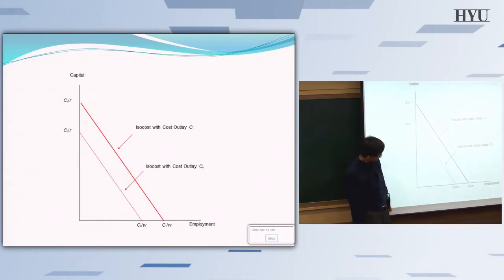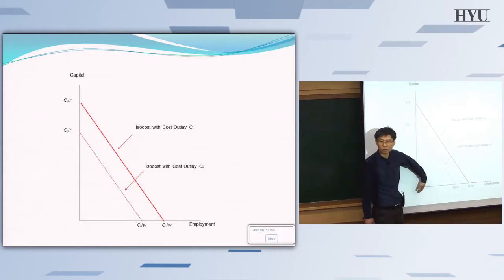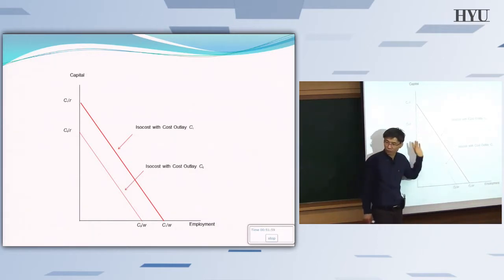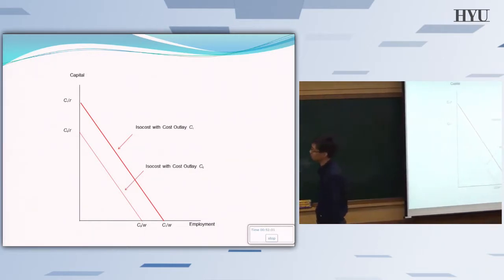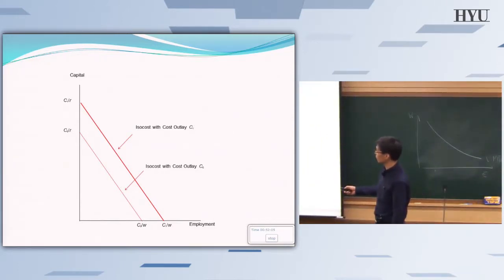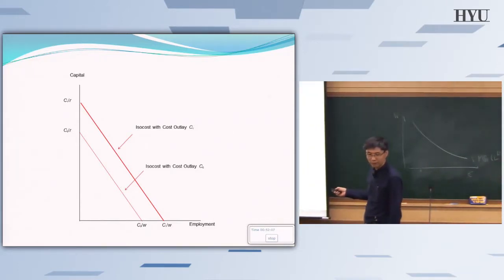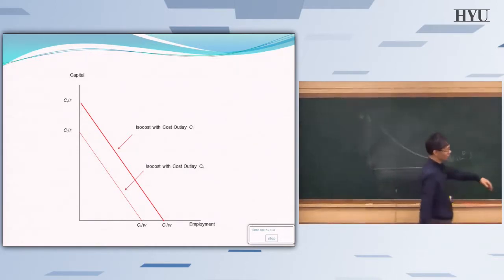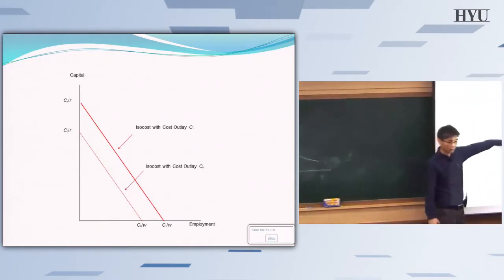Obviously if you want to hire more workers, you spend more money on workers, then you can use less capital, so it's negatively sloped. Between C0 and C1, which one is bigger? C1 is bigger. Cost is higher as you move away from the origin, the cost gets higher and higher.